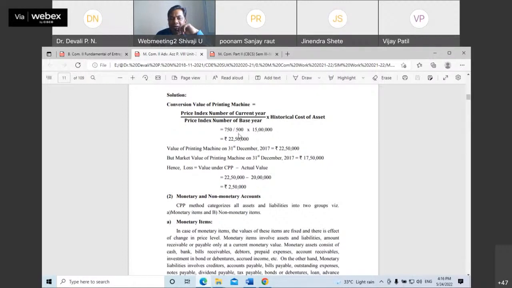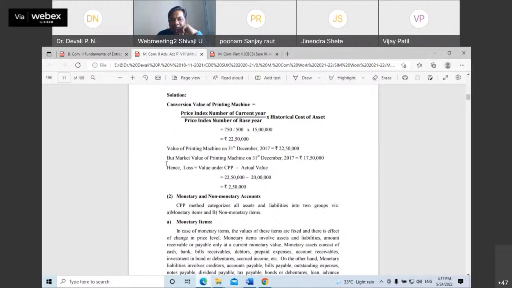So on 1st January, we are having index 500. On 31st December, we are having 750. 750 upon 500 into what is the historical cost of our asset? 15 lakh rupees. After making the calculation, we are getting the conversion value of the printing machine as 22 lakh 50,000. As per the price index level, the converted value we are getting here is 22,50,000.